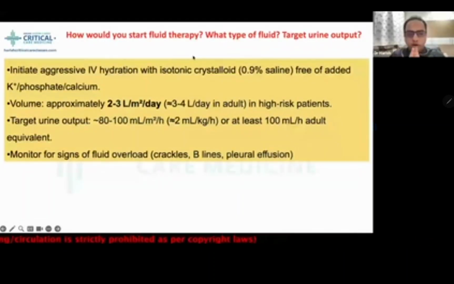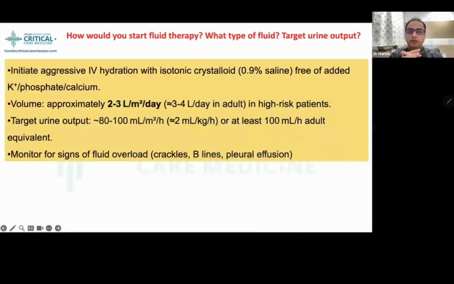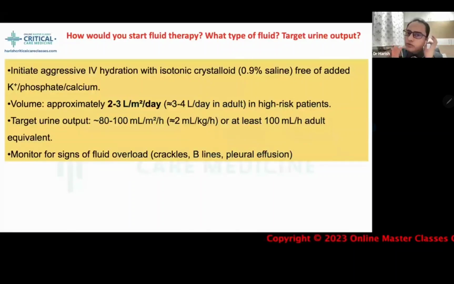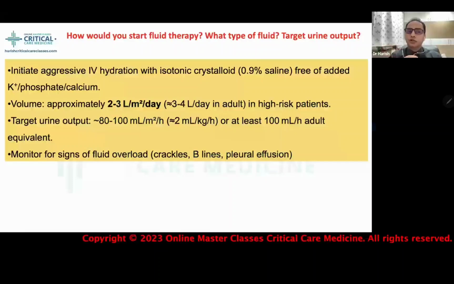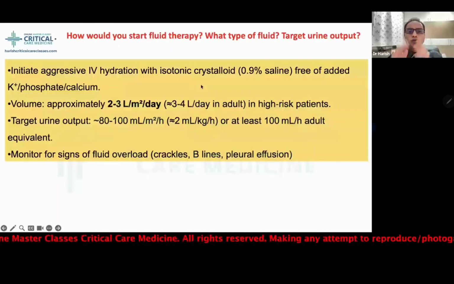Okay, so how would you start fluid therapy? We know that fluid is one of the important aspects in therapy of tumor lysis syndrome. What type of fluid, target urine output and all. Remember, if the patient does not have spontaneous TLS and you are planning to start chemotherapy in the next 48 hours, then 36 to 24 hours prior it is better to start IV hydration, when you expect the tumor to have a lysis problem and expect to start the chemotherapy. Otherwise, initiate aggressive IV hydration with isotonic crystalloid, preferably 0.9% saline.